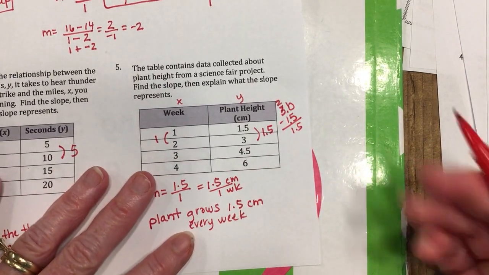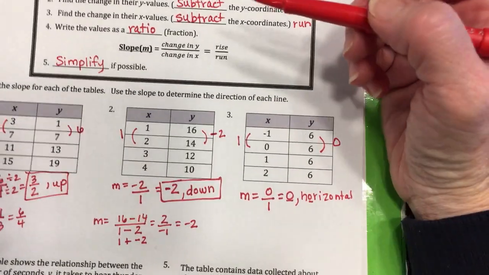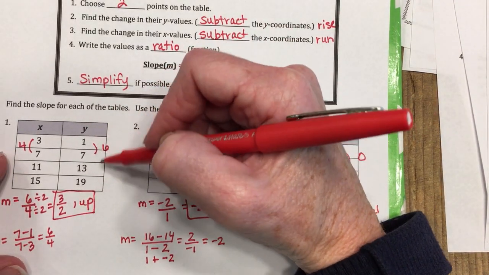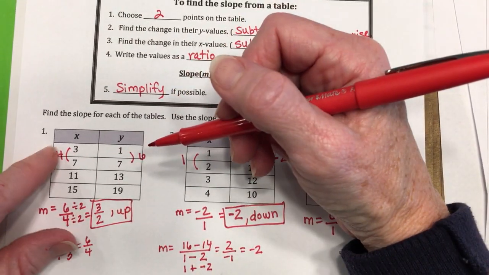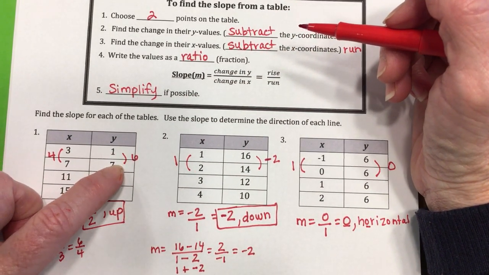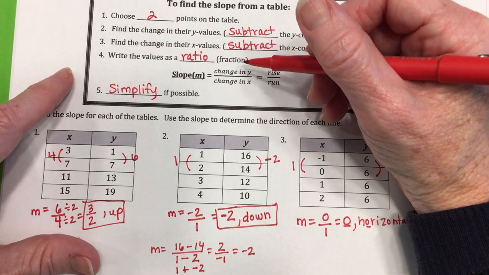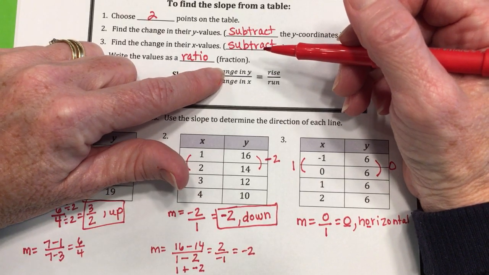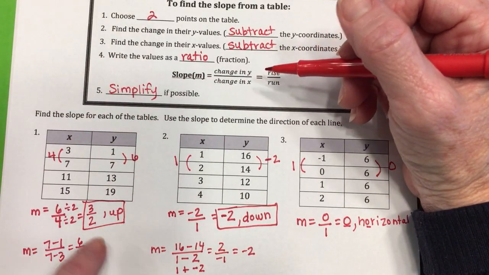All right, so finding the slope from a table. Again, you want to find the difference or subtract the y coordinates. Just keep them in the same order as your x coordinates. So do the same to find the change in the y, the change in the x, write it as a ratio. Make sure you always put the y on top, y over x, and then simplify it if you can.